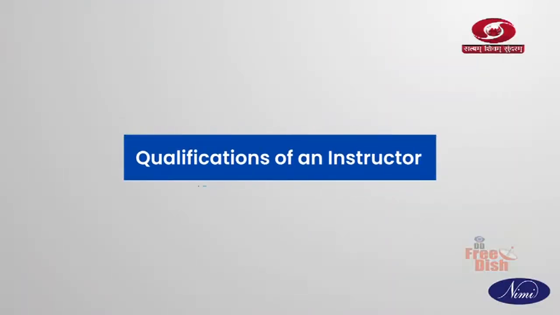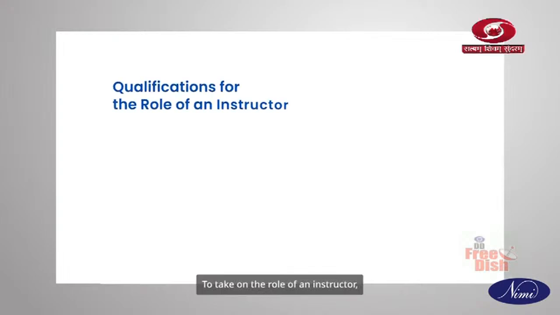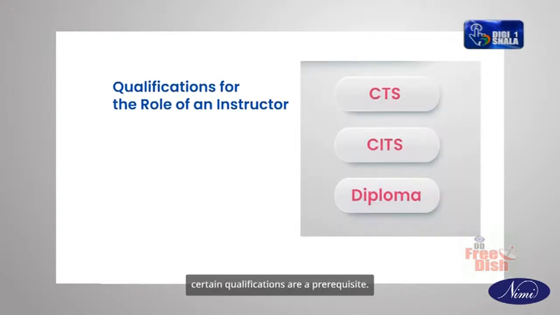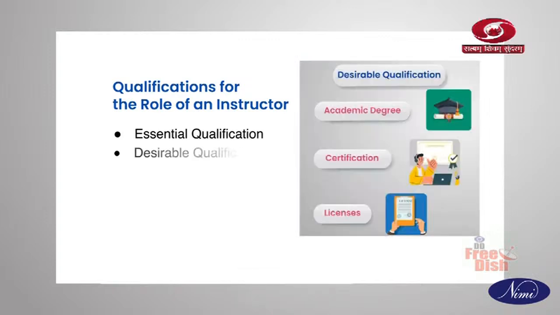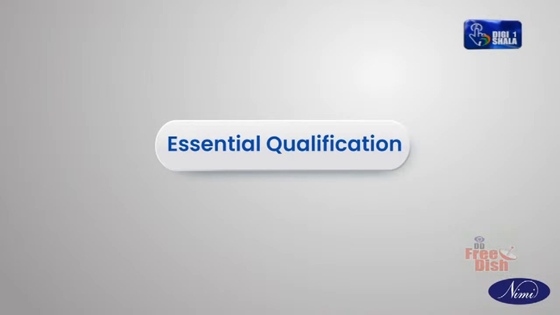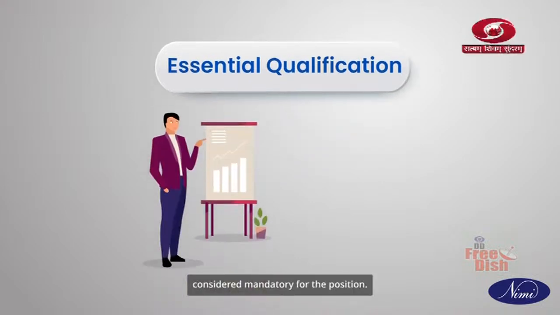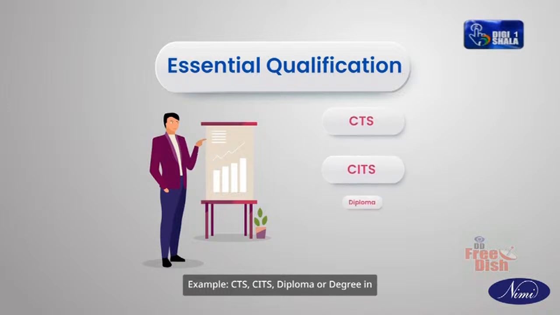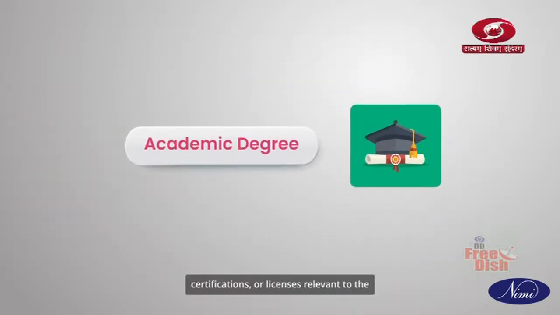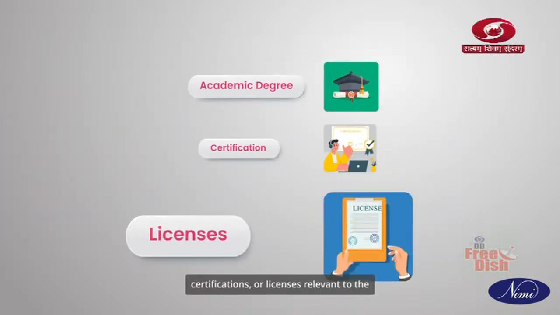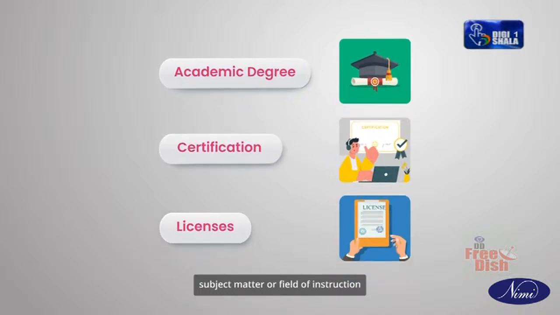Qualifications of an instructor. To take on the role of an instructor, certain qualifications are a prerequisite. These qualifications are typically categorized into two types: essential qualification and desirable qualification. Essential qualification. These are qualifications that are considered mandatory for the position. Example: CTS, CITS, diploma or degree in the relevant field. They often include academic degrees, certifications, or licenses relevant to the subject matter or field of instruction.